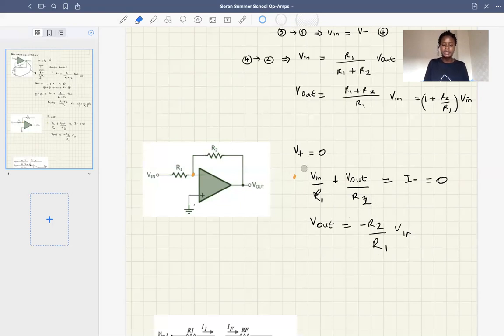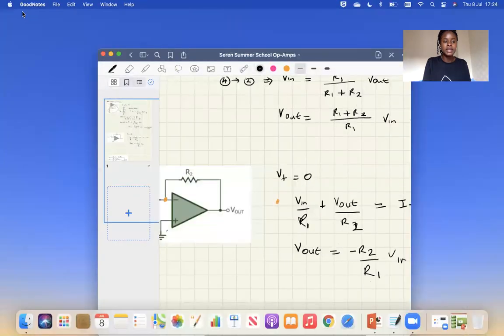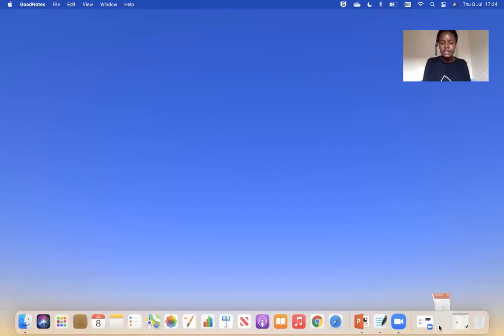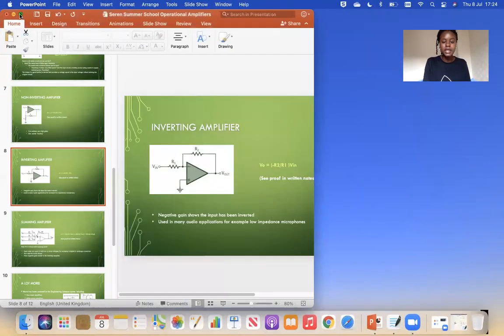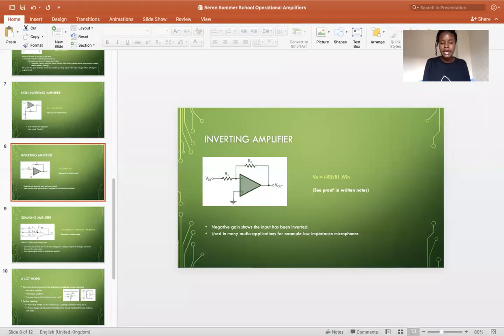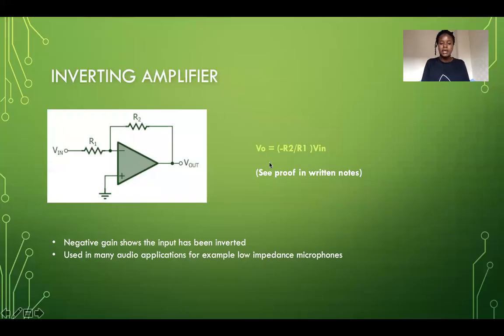So I'm going to talk through the steps again. We go through the loops, and then we use the fact that for an ideal op amp, I minus is equal to 0. I will make that clearer in the notes before I send them over. But let's compare that to what we have on the slides. Yes, which is what we expect. So our V out should be equal to minus R2 over R1 times V in, as expected.